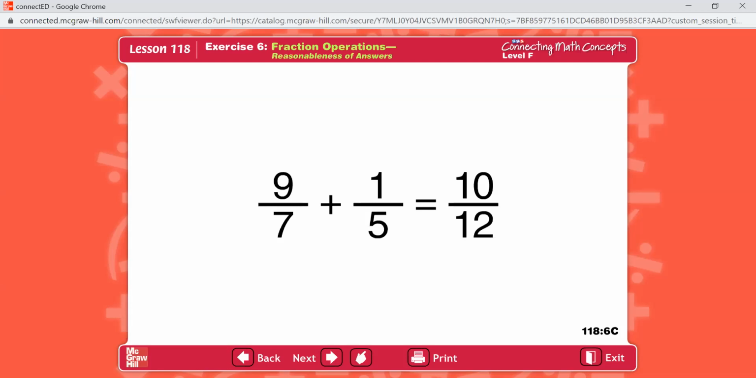Item B, 2/5 plus 7/8 equals 9/20. Why is that impossible? One of the numbers added is more than half, but the answer shown is less than half. Item C, 10/10 minus 4/4 equals 6/6. Why is that answer impossible? So in this, all the fractions equal 1, but 1 minus 1 is 0, not 1.